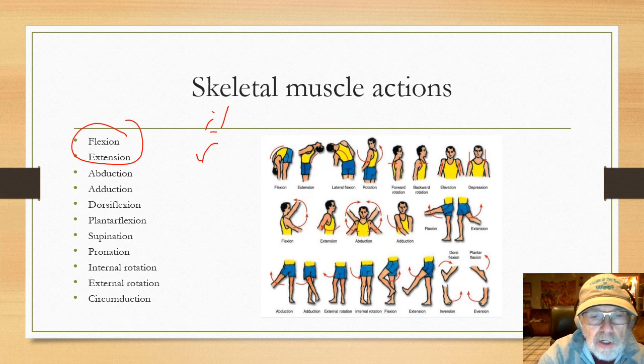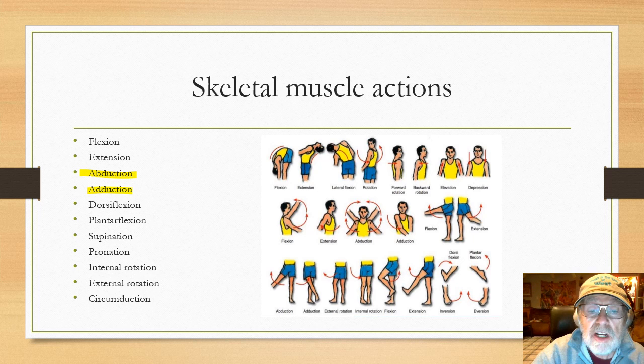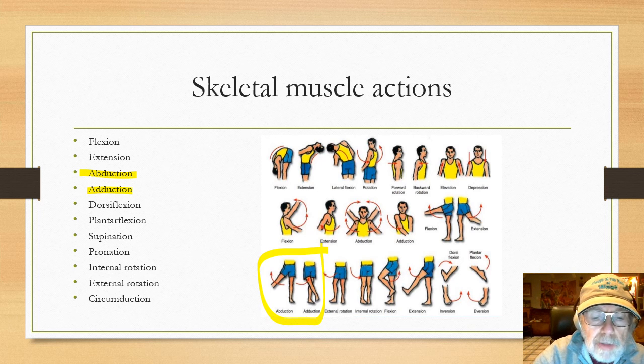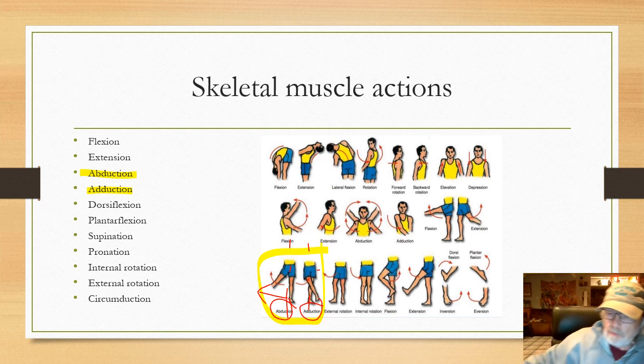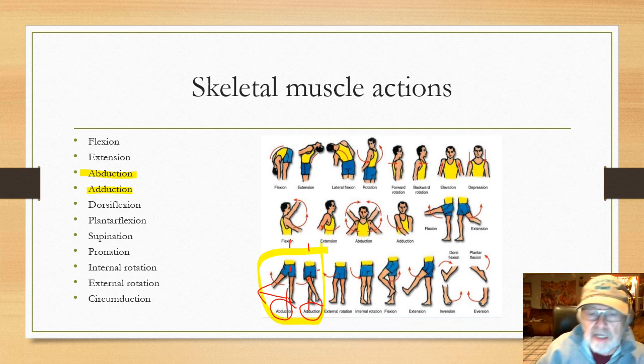Abduction, adduction are the next two, and they're paired and opposite each other. And we can see that down here. Now, the midline of the body comes down this way. If something is moving away from that midline, it's called abduction. If it's moving toward the midline, it's called adduction. If I take my arm out and put it out to the side, I'm abducting my arm. But if I bring my arm in towards the side of my body, I'm adducting my arm.